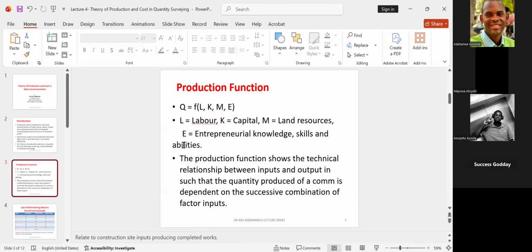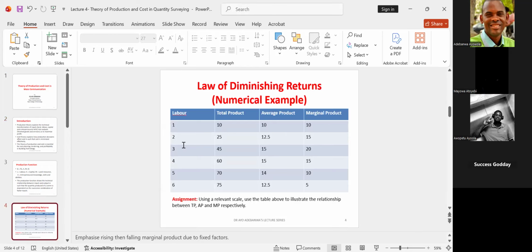You can ask by raising your hands. Yes. Question, contribution, if there is any. Awopetu, Ayola, Success. If you have questions, the floor is open.